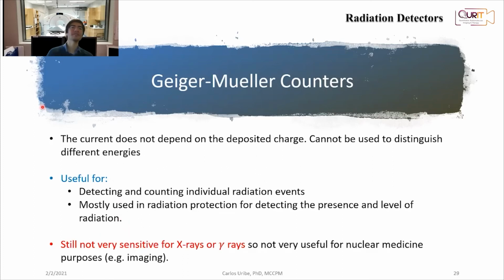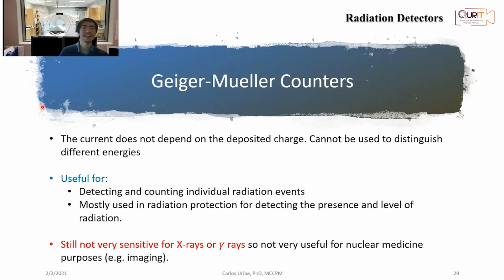Now, in Geiger-Mueller counters, the current that you measure does not depend on the deposited charge, so it cannot be used to distinguish different energies. Here, two events with two different energies are just going to create an avalanche, and what you measure is just an avalanche. Unlike in proportional counters, the pulse is not going to be different depending on the energy.